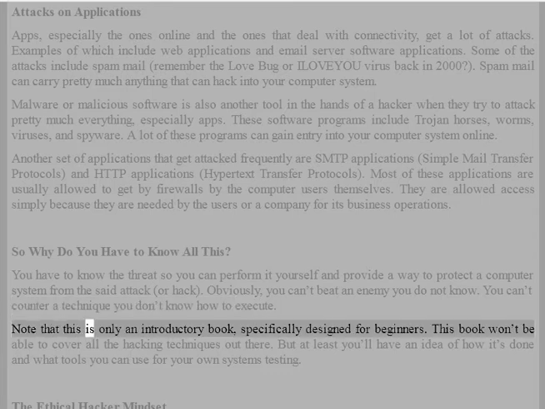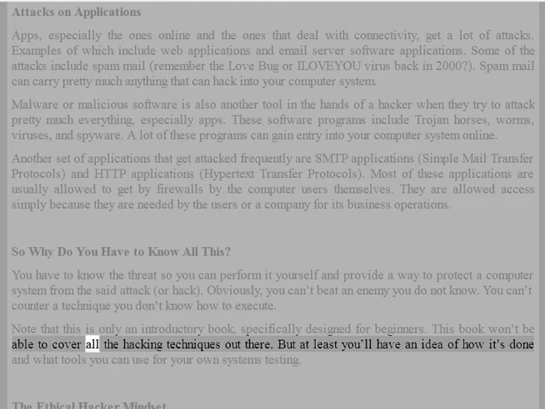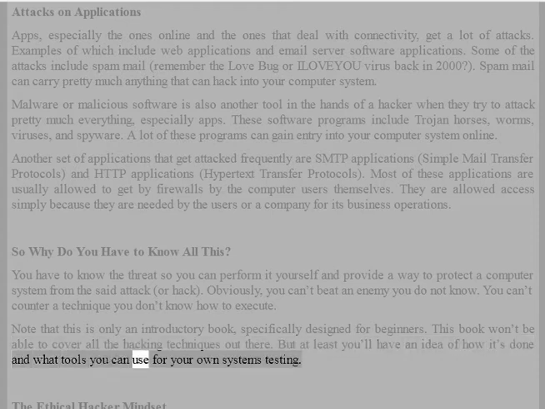Note that this is only an introductory book, specifically designed for beginners. This book won't be able to cover all the hacking techniques out there, but at least you'll have an idea of how it's done and what tools you can use for your own systems testing. The ethical hacker mindset.